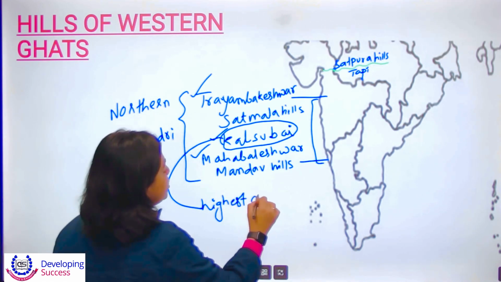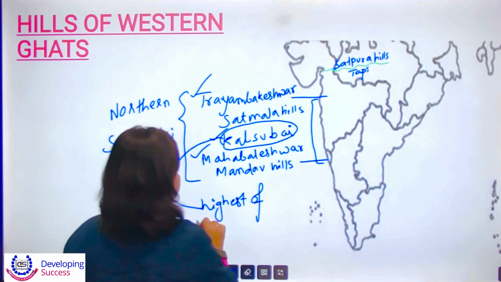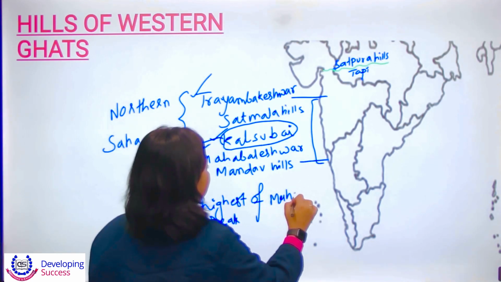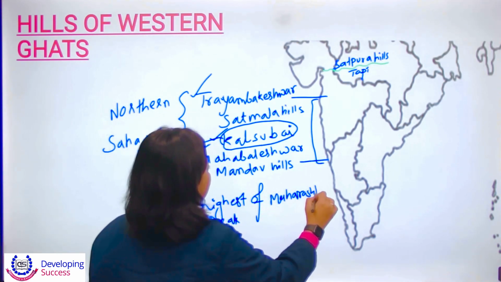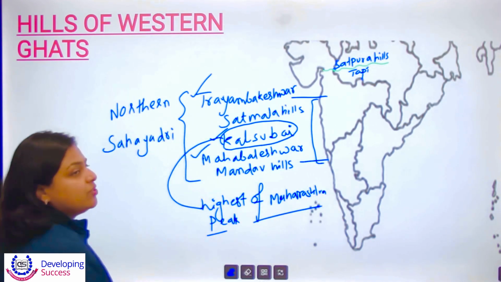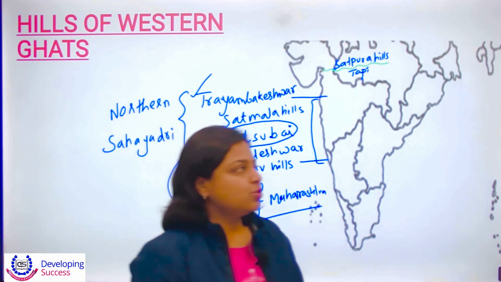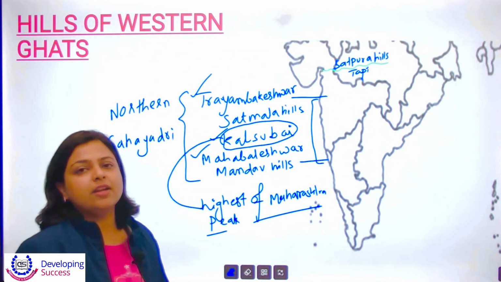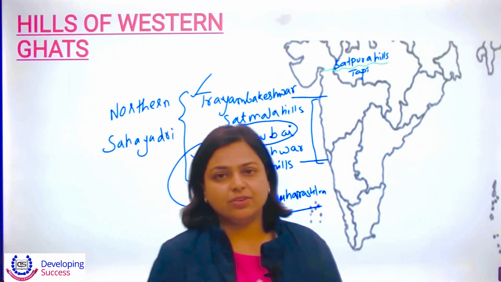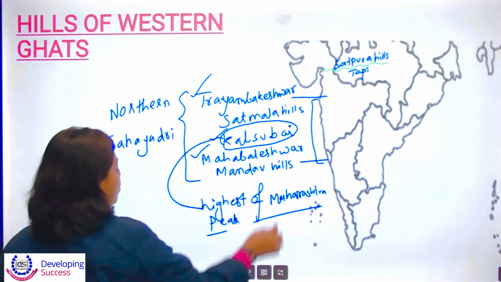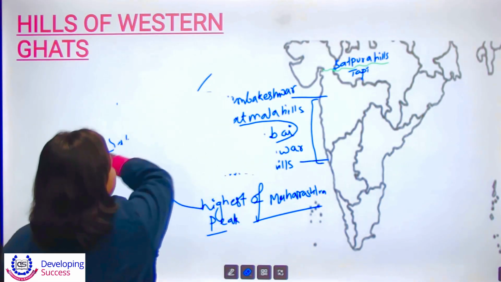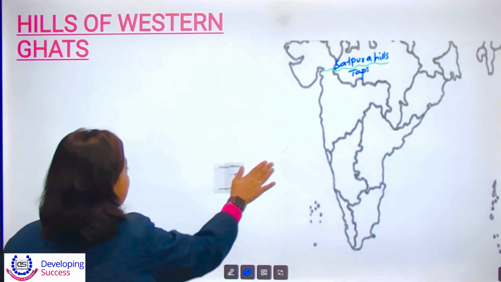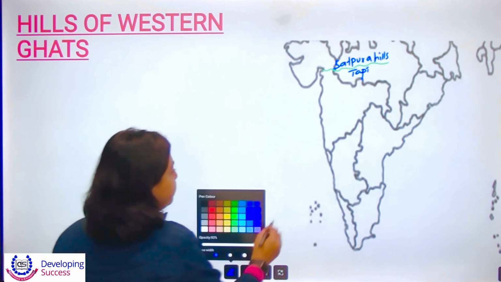The highest peak of Maharashtra is Kalsubai. Remember this. This is a fact, and many examinations will ask you the same question and you will be directly answering from here. So Kalsubai in Maharashtra is the highest peak, which is present in the northern part of the Sahyadris. Now we move on to the central part of the Sahyadris. The central part of the Sahyadris lies in the state of Karnataka.